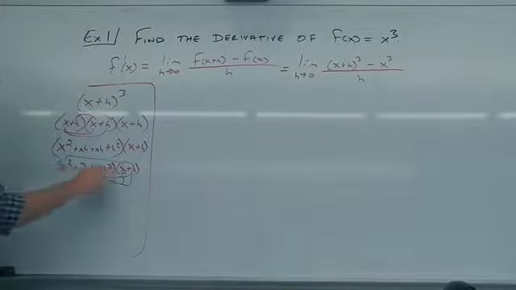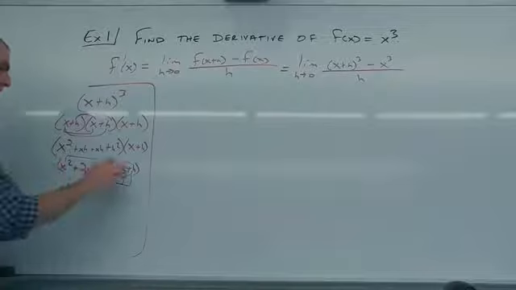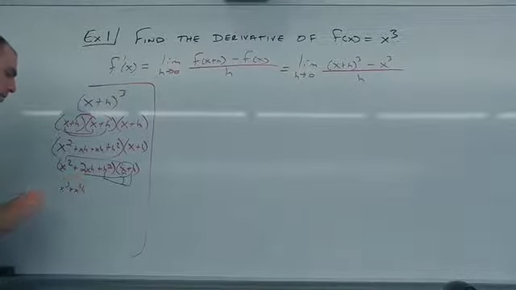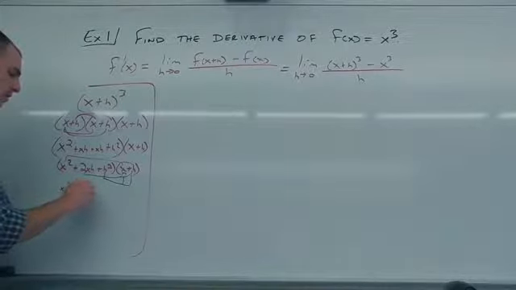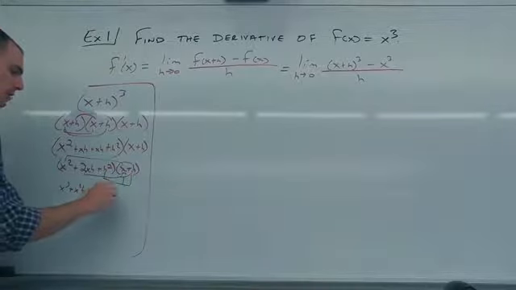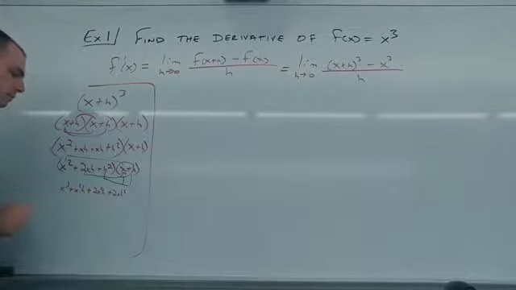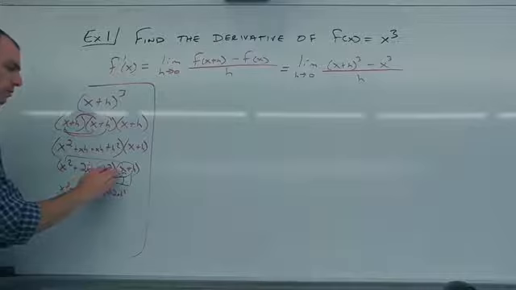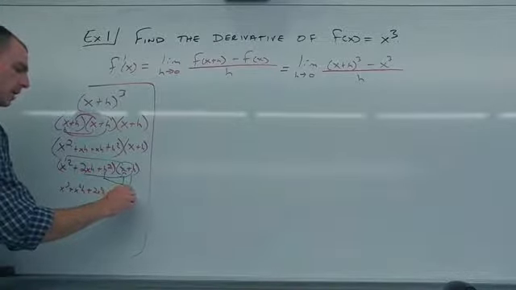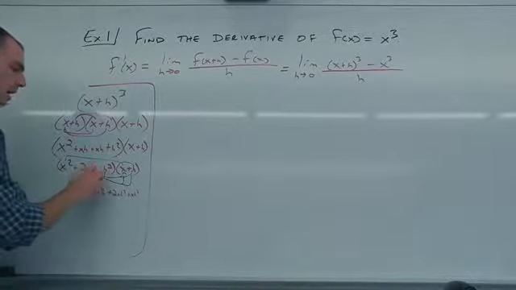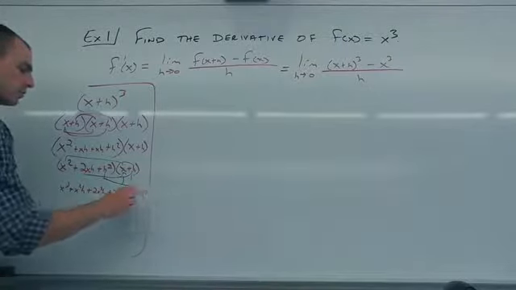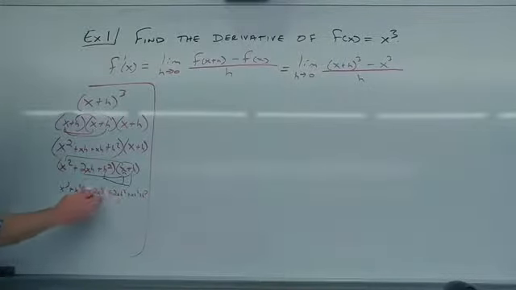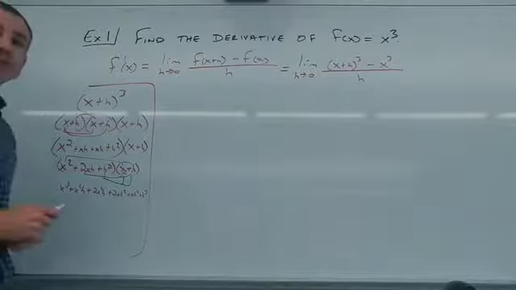When we do x squared times each of these, x squared times x is x cubed, x squared times h is x squared h. Now we go to the 2xh. 2xh times x is 2x squared h. 2xh times h is 2xh squared. Now we go to h squared. h squared times x is going to be xh squared, and h squared times h is going to be h cubed. So we have 1, 2, 3, 4, 5, 6 products that we just did.